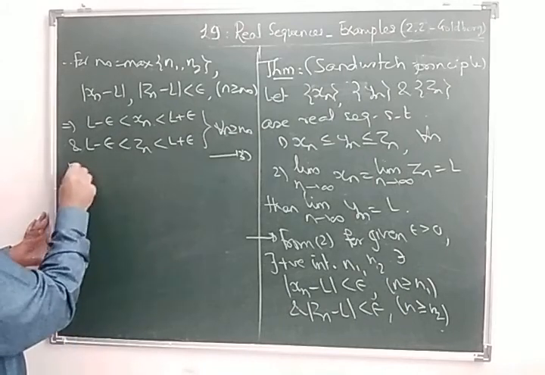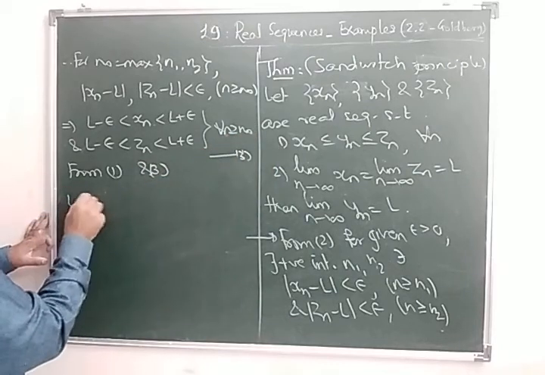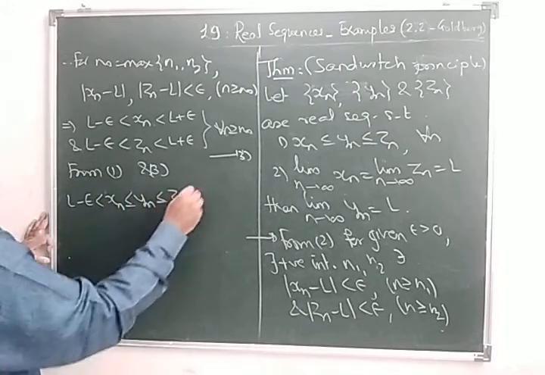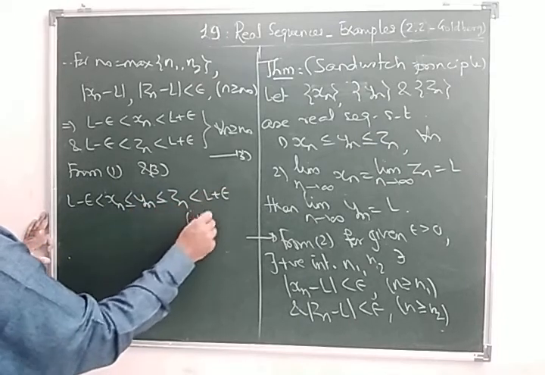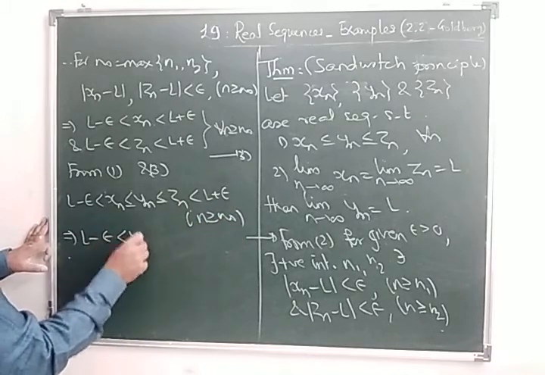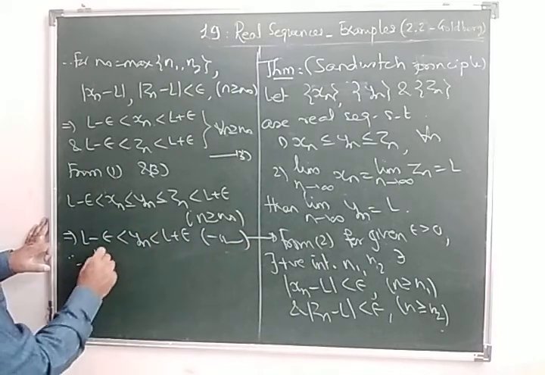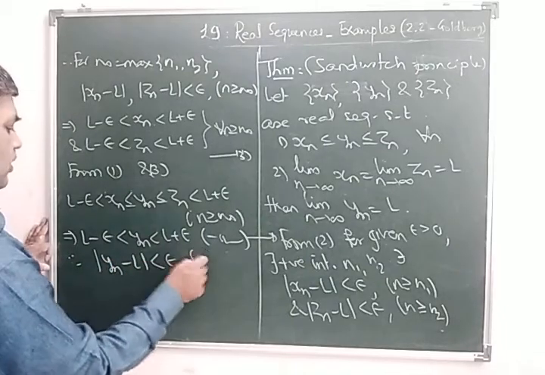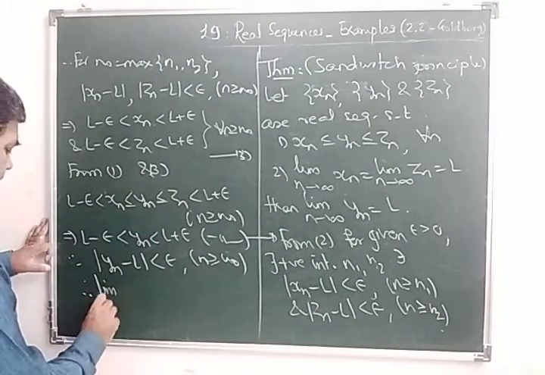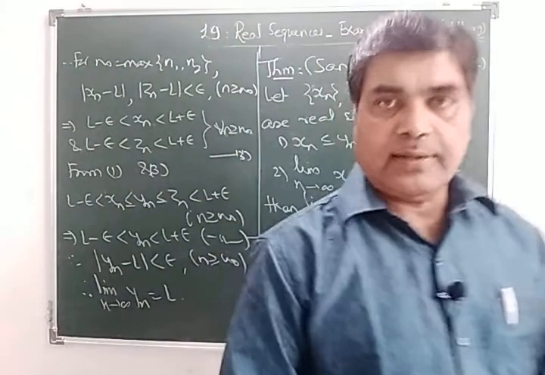From 1 and 3 now, L minus epsilon is less than Xn, less than or equal to Yn, less than or equal to Zn, less than L plus epsilon for any n greater than or equal to n naught. This implies L minus epsilon is less than Yn less than L plus epsilon for any n greater than or equal to n naught. Therefore, mod of Yn minus L is less than epsilon for any n greater than or equal to n naught. And therefore, the limit as n tends to infinity of Yn must be L.